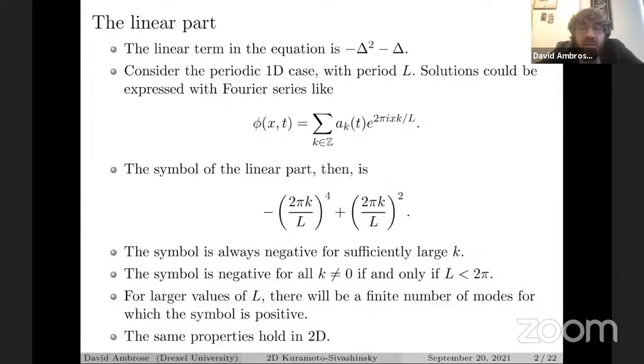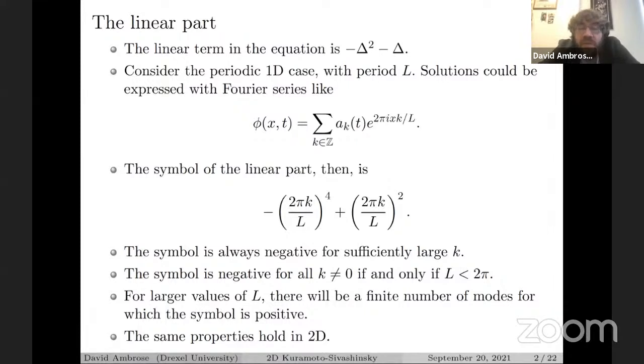Because the leading order term has the right sign, that's always negative for sufficiently large k. It might be negative for all k, depending on the size of L. L is the period, so of course it's positive, but it could be small, less than 2 pi. If L is less than 2 pi, then this symbol is negative for all non-zero k. So you'd have no growing modes if L is less than 2 pi.